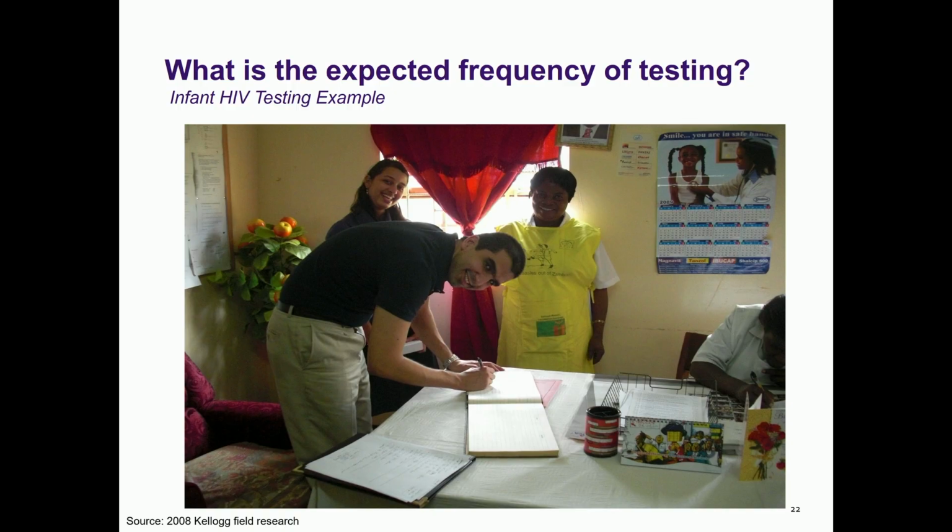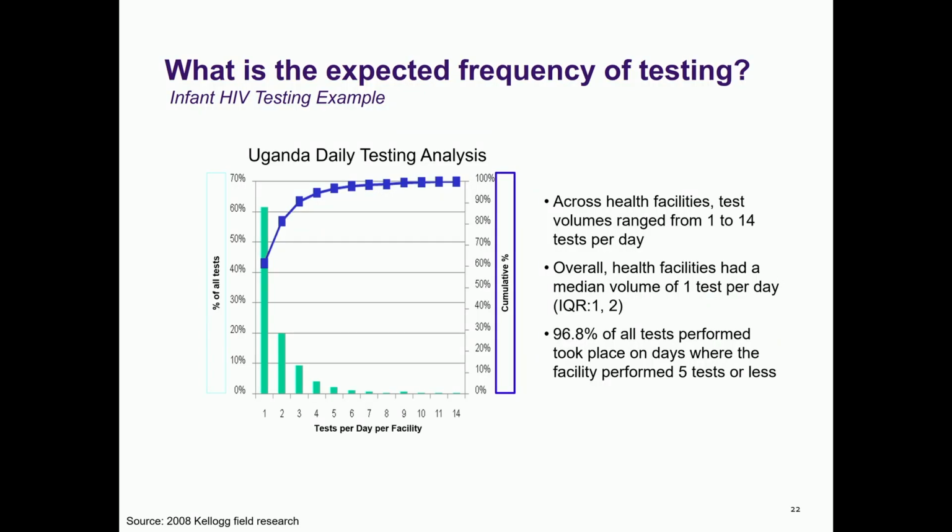Trust, but verify. We went to the lab logbooks and actually counted the number of samples they collected and found a very different number. So we found that on average, 97% of all tests were performed at 5 tests or less per day. So if we had developed a machine that could handle 40 per day, but really the majority of the clinics were doing 5 per day, we would have over-designed.